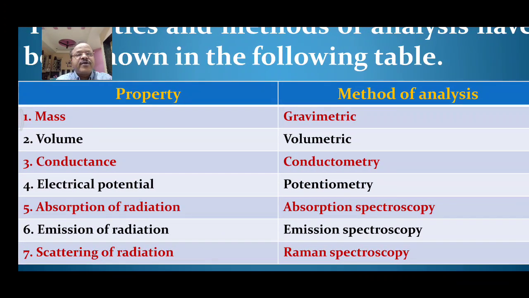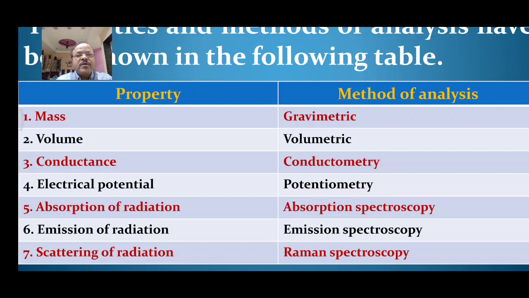Here the first column is the property, the second column is the method of analysis. If we want to analyze the mass of the substance, then we have to follow the gravimetric method of analysis. If you want to analyze volume, then volumetric analysis should be followed. If we want to know the conductance of the given solution, we have to follow the instrumental technique called conductometric analysis. If you want to analyze the electrical potential, then we use the potentiometric technique.